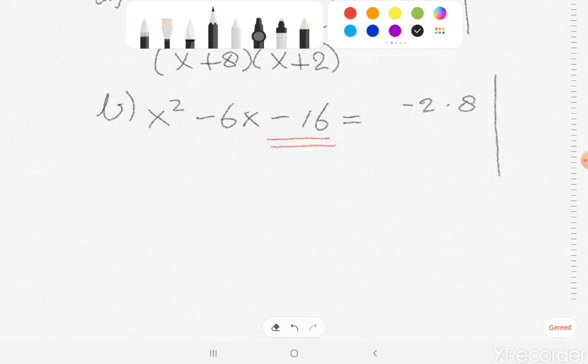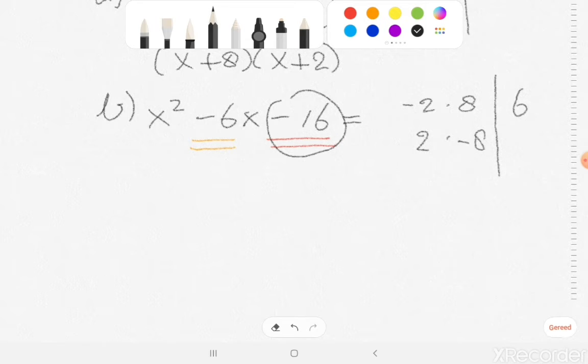If I add those two numbers, minus 2 plus 8, it is 6. And 6 is a positive number, but it needed to be a negative number. So we are very warm with our answer. Let me change the negative 2 to positive 2, and the positive 8 to negative 8. So 2 times minus 8 is minus 16.